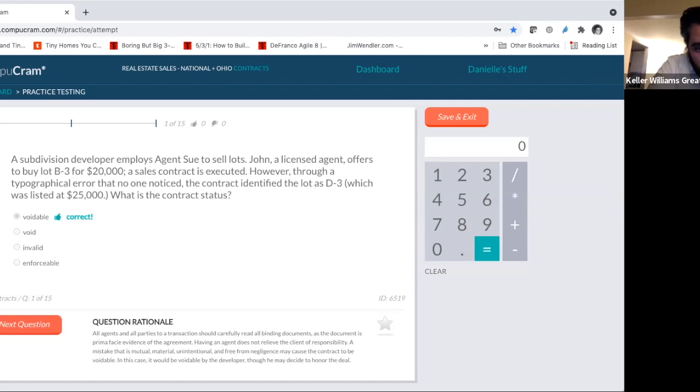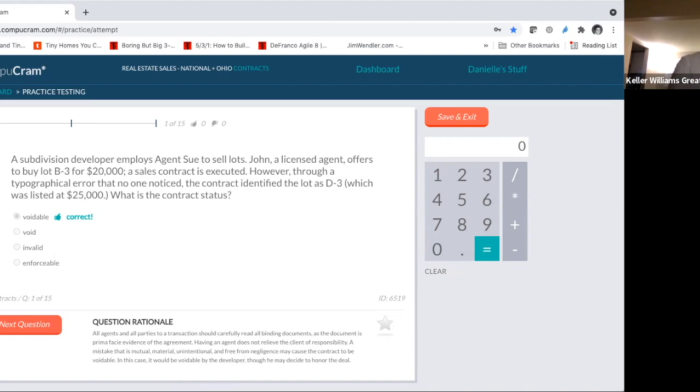All agents and parties to a transaction must carefully write documents. Having an agent does not relieve the client of responsibility. A mistake that is mutual, material, and unintentional, free of negligence, may cause the contract to be voidable. In this case, it's voidable by the developer. That's right. So it's the injured party that has the option to void. The developer is the injured party, regardless of the mistake, which is mutual. If they wanted to void the contract, they could.